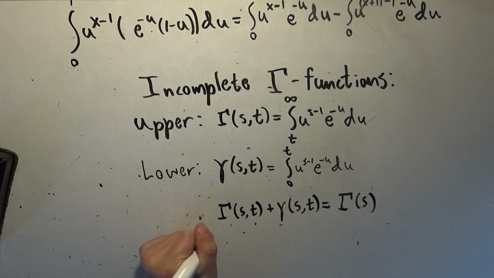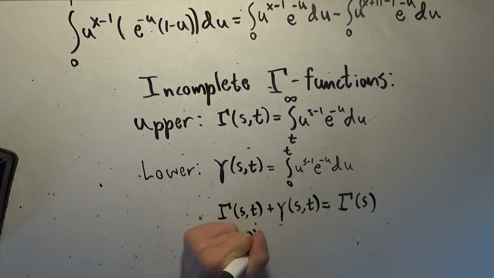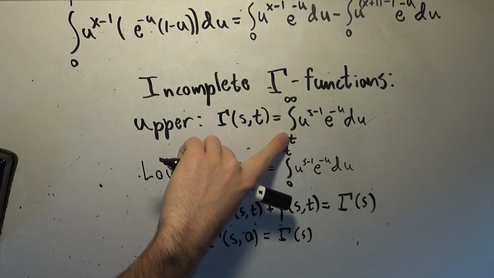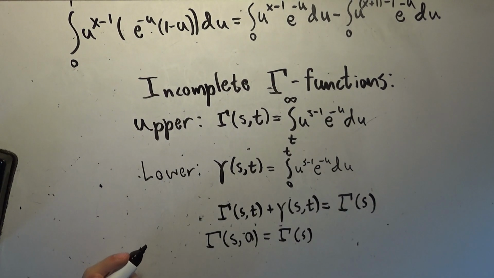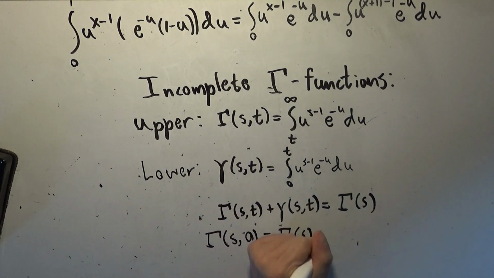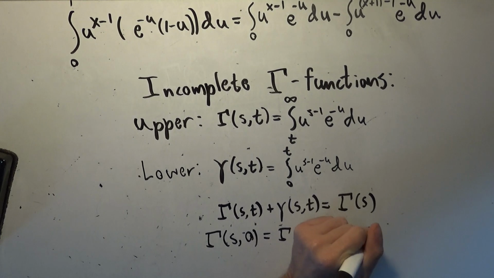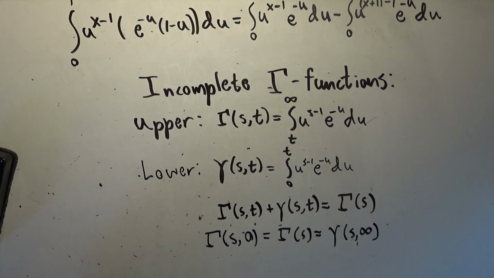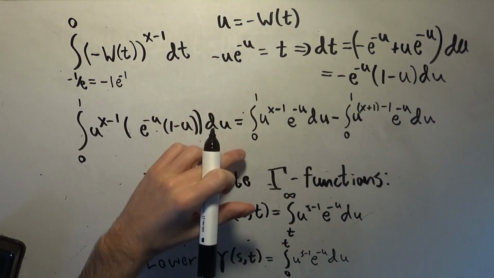And again, another fact is that upper gamma of s comma 0 is also just the gamma function, right? Because if we plug in 0 for t, then this is the integral from 0 to infinity of all that stuff, which is just the gamma function. You could also say that it's lower gamma of s comma infinity, quote unquote, right? Let t go to infinity, then that is also a valid way of representing that. But notice that we don't have the ones from something to infinity, we have the ones from 0 to something.